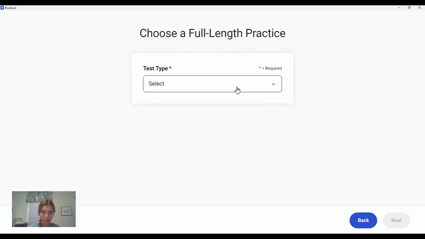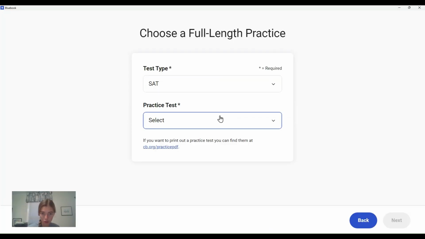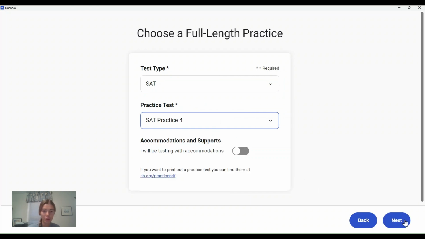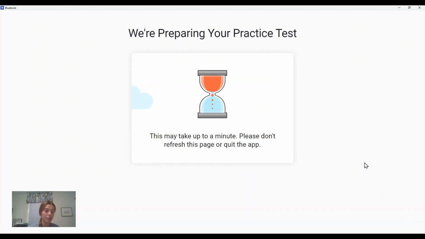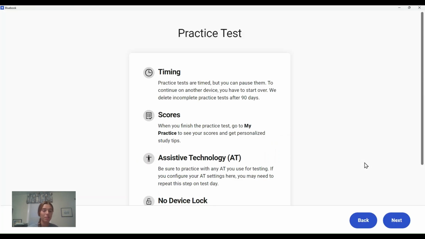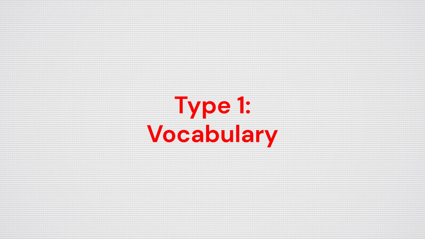Here's the practice test. Let's go ahead and select which one we want. I'll just choose SAT Practice 4 since that's the first one off. And so before I start, I'm just going to say the first section that I think is really a big thing on the SAT is the vocab. So that's going to be my first type of question that we're going to talk about on the SAT.